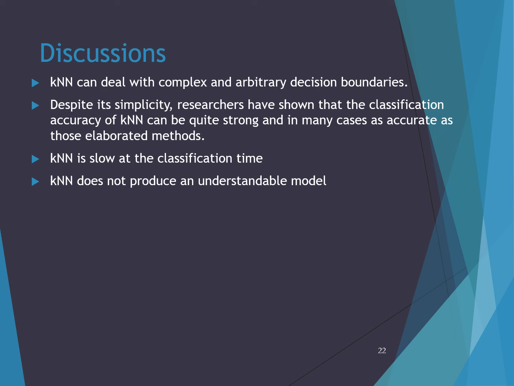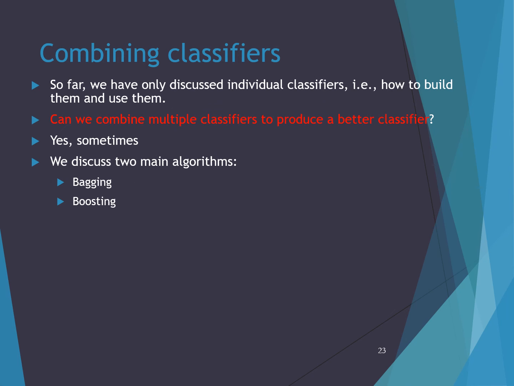KNN can deal with complex and arbitrary decision boundaries. KNN is slow at classification time. KNN does not produce an understandable model. Combining classifiers. So far, we have only discussed individual classifiers, how to build them and use them. Can we combine multiple classifiers to produce a better classifier? We discuss two main algorithms, bagging and boosting.